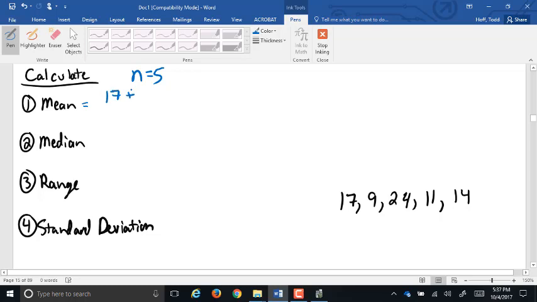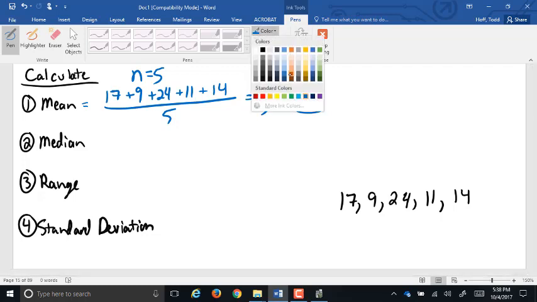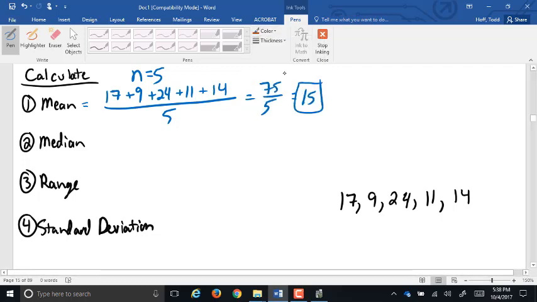17 plus 9 is 26, plus 24 is 50, plus 11 is 61, plus 14 is 75. Divided by 5 gives us 15. So we've got a mean of 15. Any questions so far? Yes. There might be a few more numbers, but yeah.